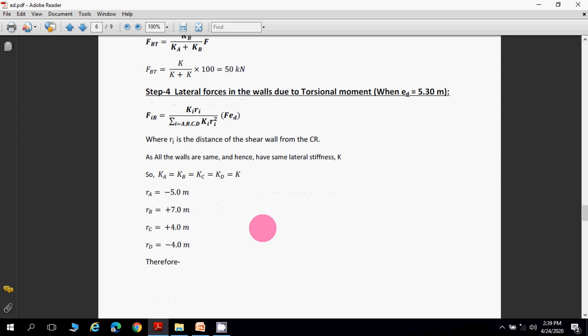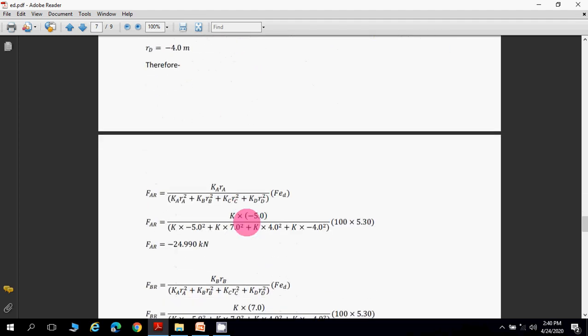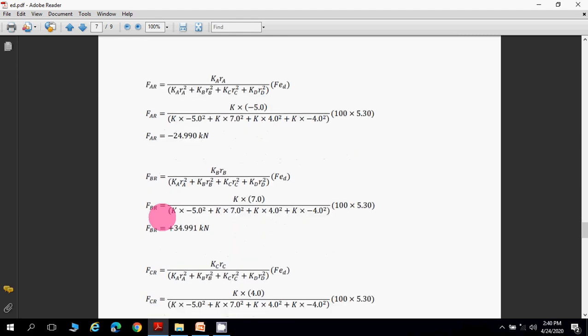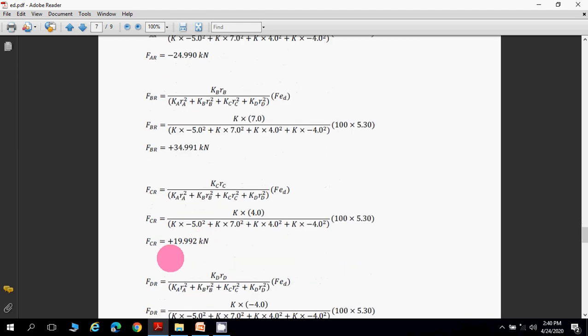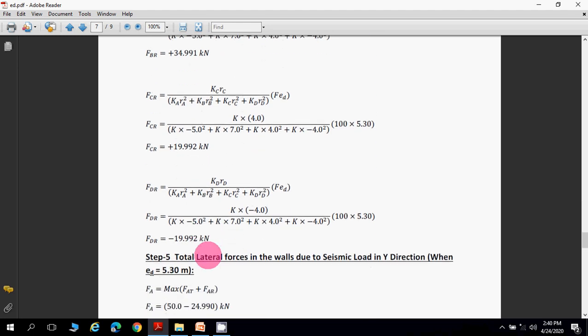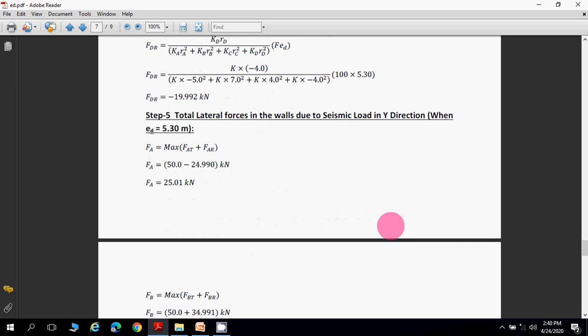Similar to that process, we calculate using this formula, putting the values of RA, RB, RC and RD into these equations, and we get the value of FAR in wall A due to torsion equal to minus 24.990 kilonewton. In wall B, we calculate the value 34.991 kilonewton. In wall C, 19.992 kilonewton, and in wall D, minus 19.992 kilonewton. These are after putting the value of ED as 5.30 meter.